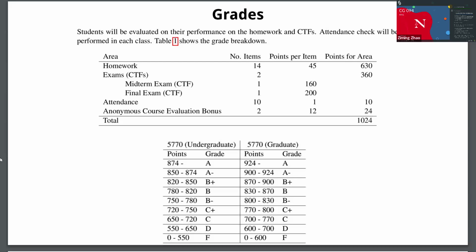Grades. So everyone here is a graduate student, so we will use this column, okay? So in total, there are 1K points, okay? 1024, 14 homeworks.